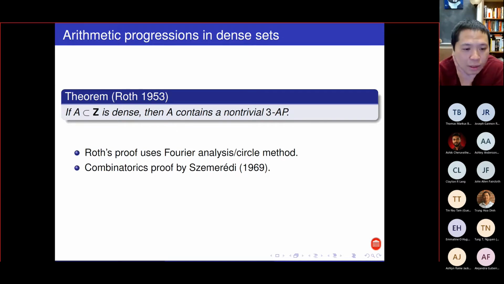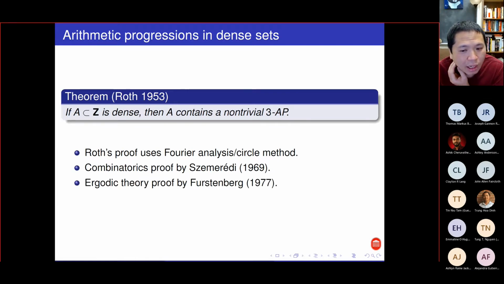And Szemerédi was able to prove this theorem using combinatorics. And a few years after that, Furstenberg came up with an entirely different approach using ergodic theory. You may think that this is the end of the story, but even nowadays, you can still come up with new proofs of this theorem. I will talk more about that later, but it's an active problem.